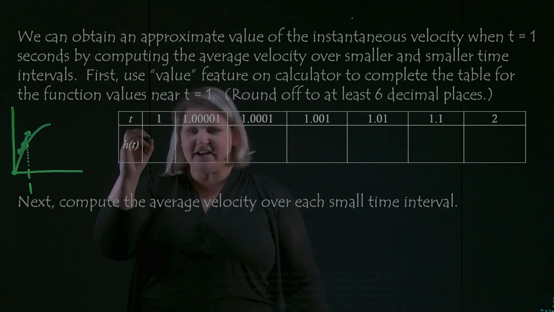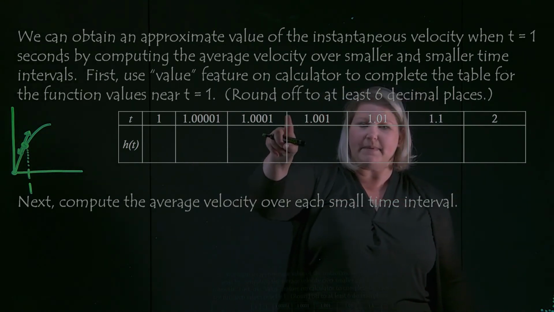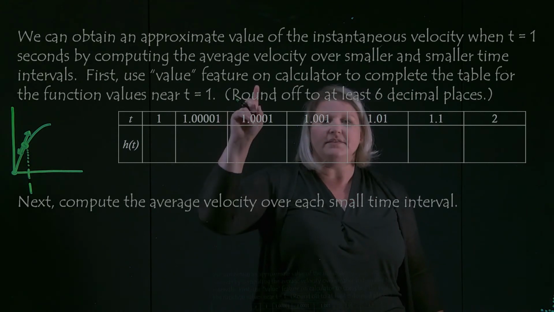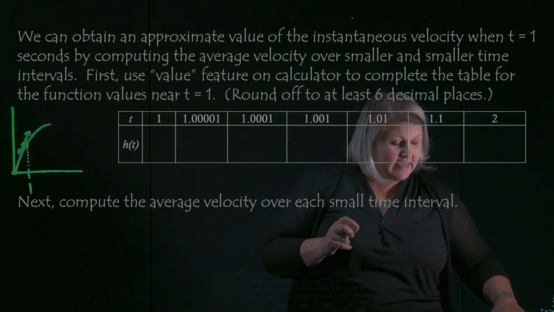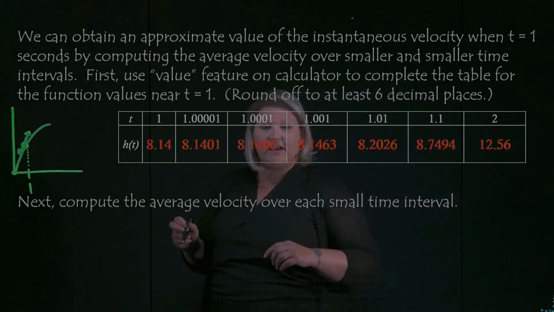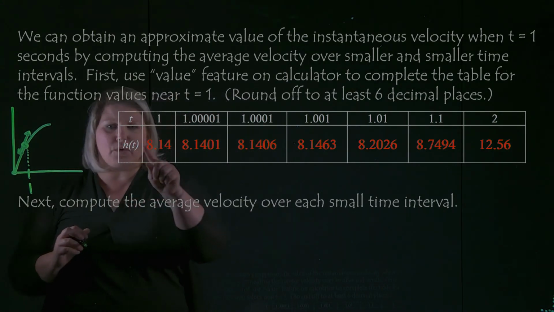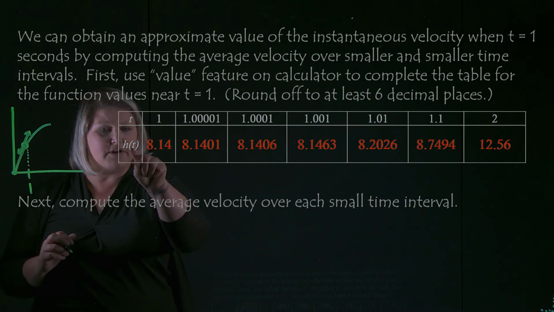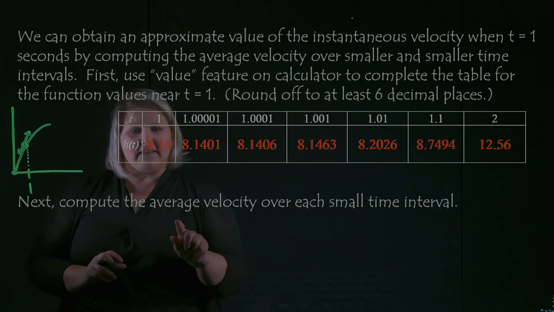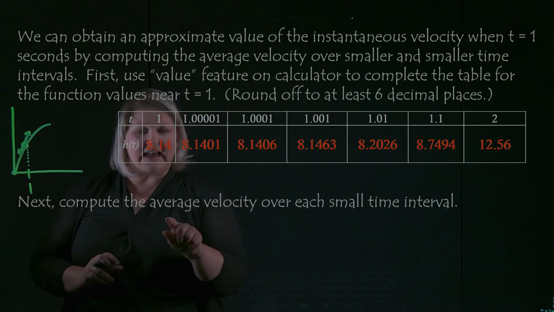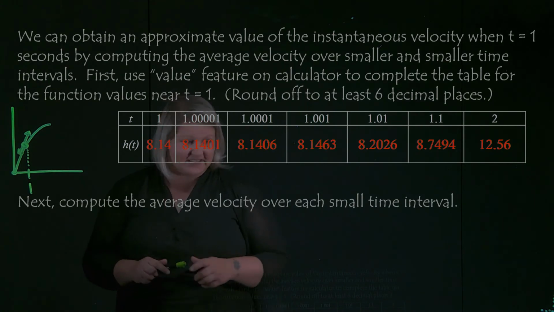If I want to get really close to 1, I'm basically going to keep adding zeros, like 1.1, 1.01, 1.001, 1.0001. And then I'm going to plug those values into my original function. Keep in mind, in order to find this h of t value, that's my original function. That's not the slope of the secant. Next, if I want to find the slope of the secant or the average velocity, I can fill out the next table.